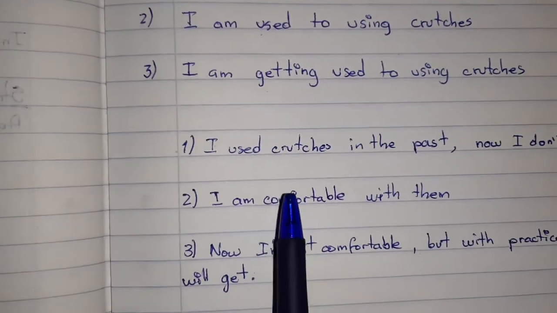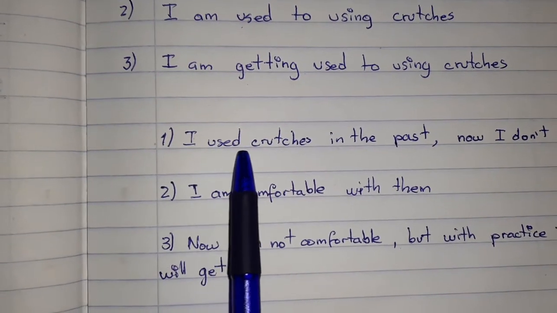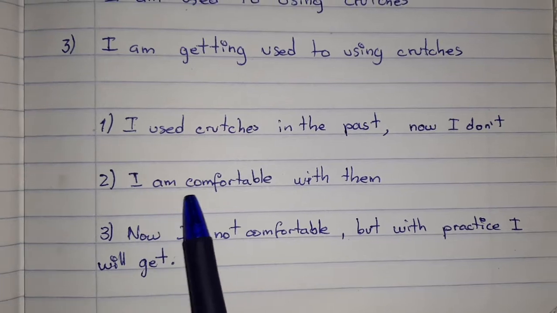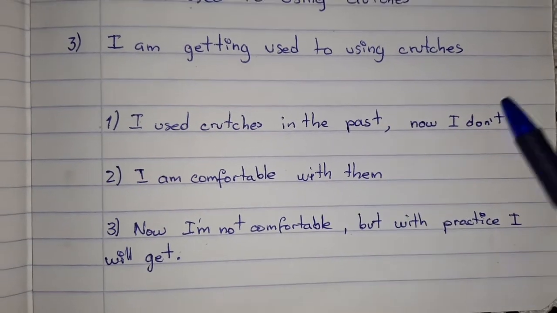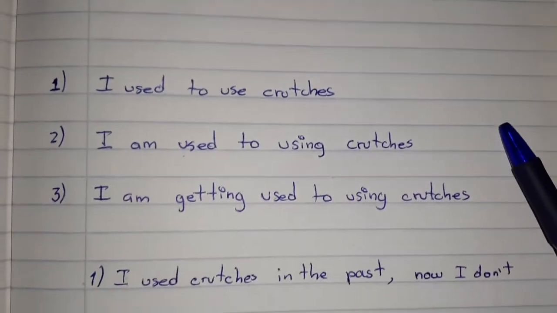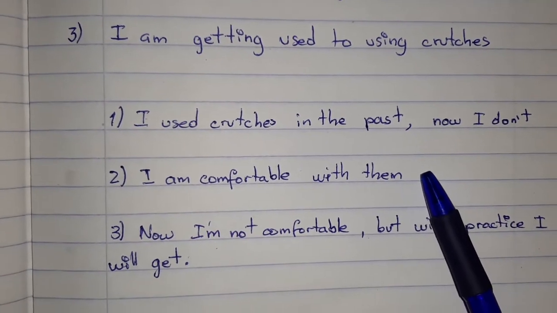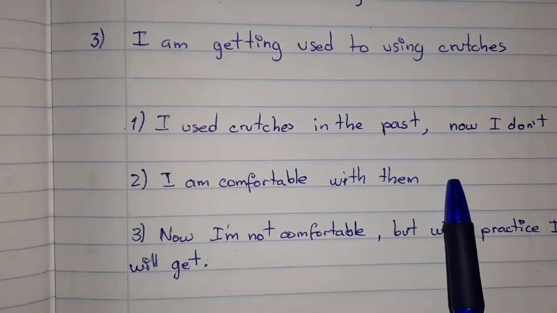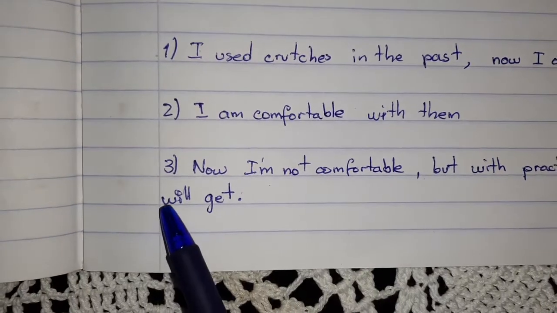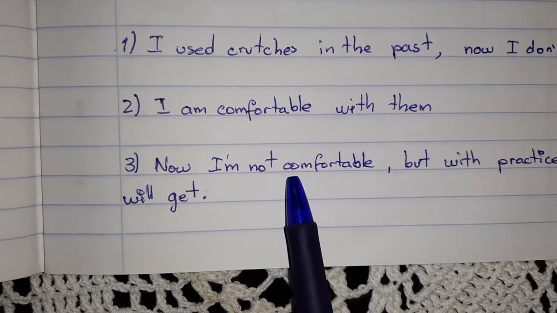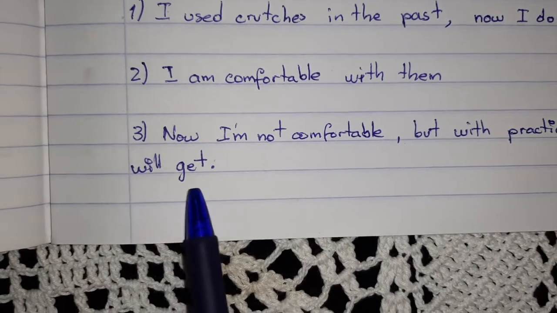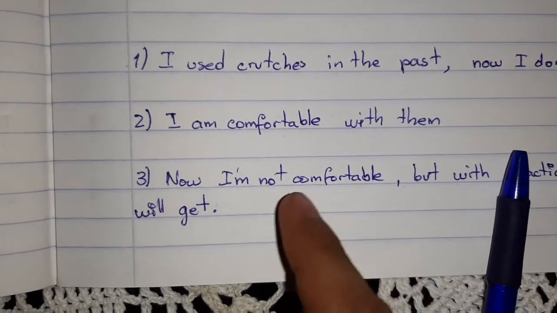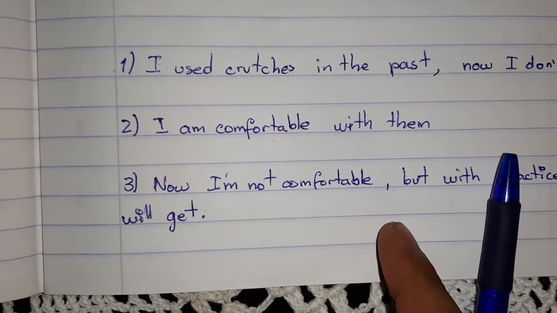So here I can show you, I used crutches in the past. Now I don't. I am comfortable with them. This is the second one, because I am comfortable. I did it in the past, now I do it, but it's very, very comfortable. And the third one is now I am not comfortable, but with practice I will get comfortable using the crutches. So it's something that is progressing, that we can get with practice.